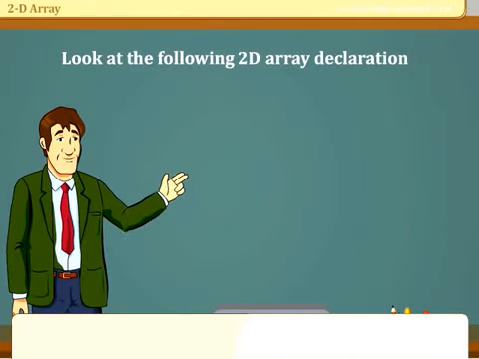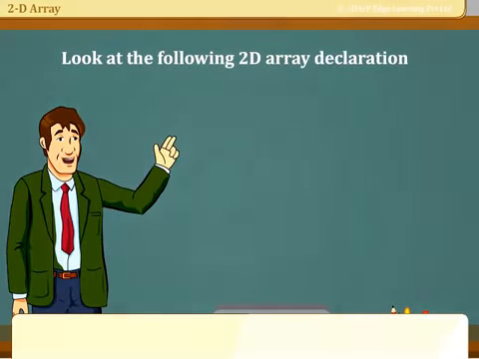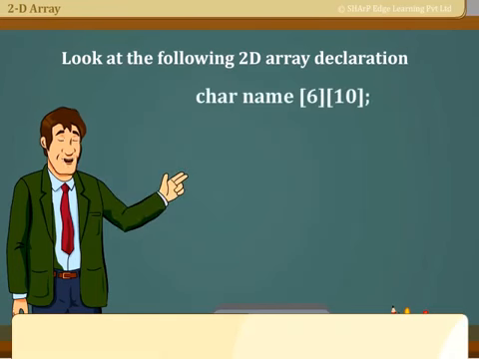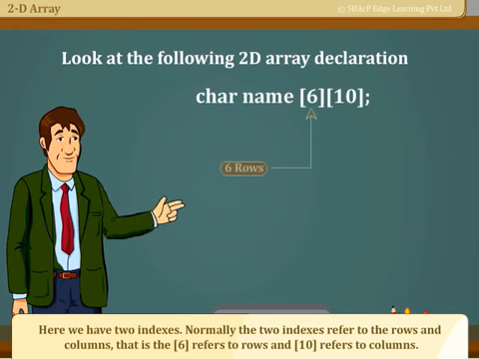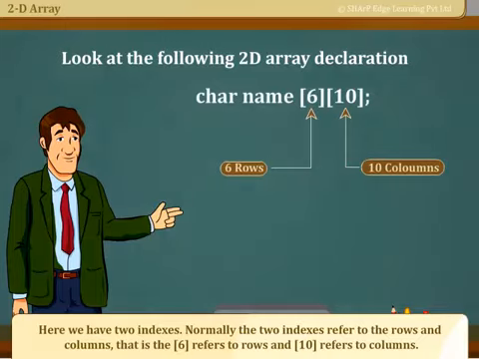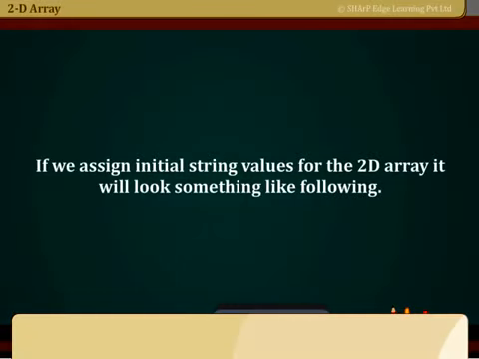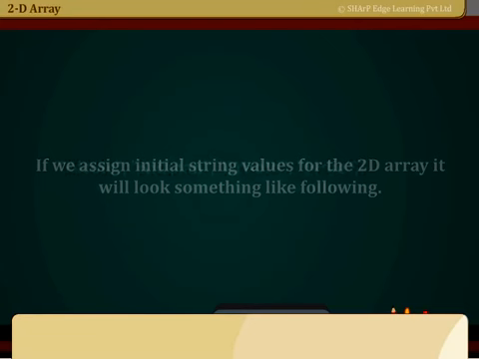Look at the following 2D array declaration. char name[6][10]. Here we have two indexes. Normally, the two indexes refer to the rows and columns. That is, the 6 refers to rows and 10 refers to columns. If we assign initial string values for the 2D array, it will look something like the following.